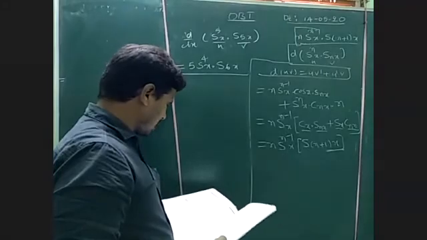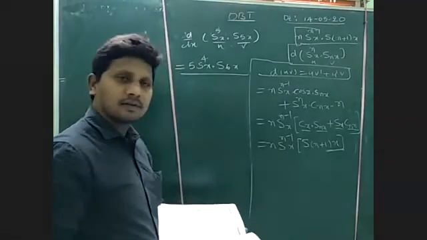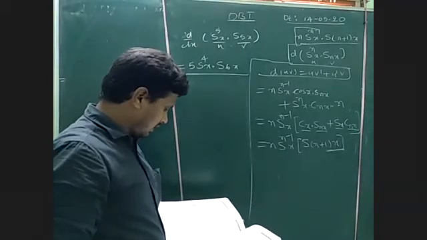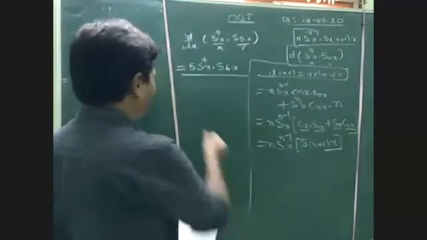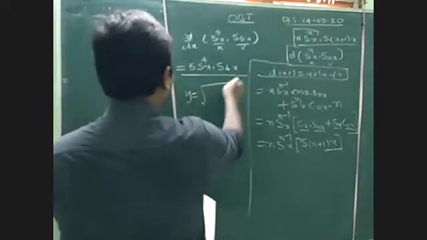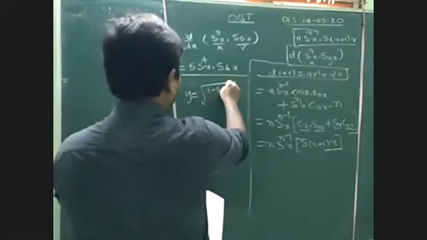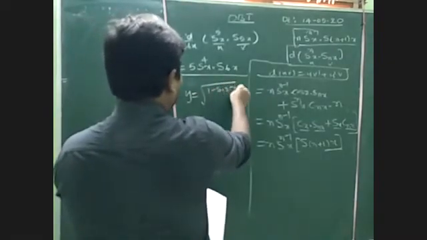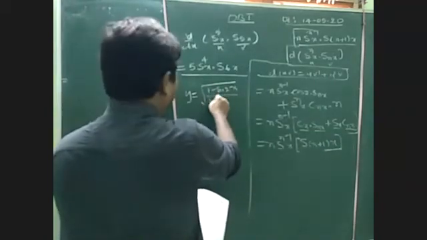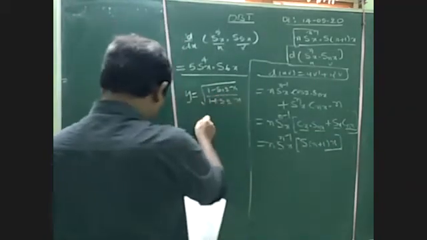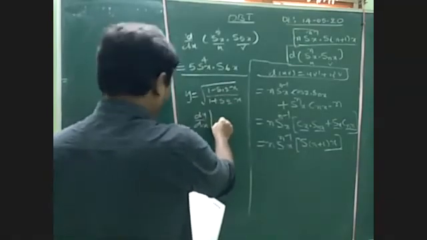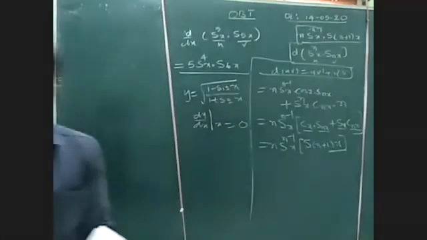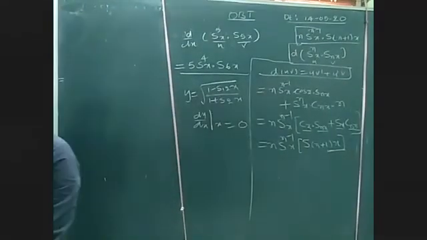So try to derive each and every formula yourself. Once you derive it yourself, you will get the answer. Now the second question: y is equal to root over 1 minus sin 2x by 1 plus sin 2x. Find dy by dx at x is equal to 0. Here we can do it in two ways.